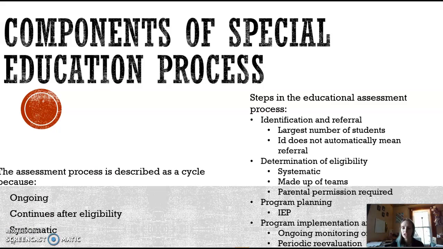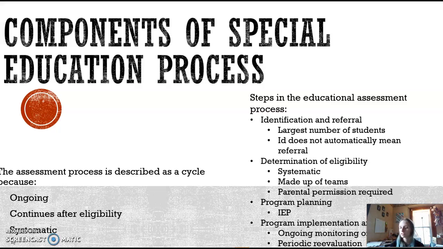The components of the special education process are described as a cycle because it's ongoing, it's continuous, even after the student is eligible and starts receiving services. It keeps on going and going and going. So there's always testing, there's always reevaluations, there's always data collection. It's a very systematic approach, and it's a cycle. The steps of the educational process are identification and referral, determination of eligibility, program planning, and program implementation and evaluation.